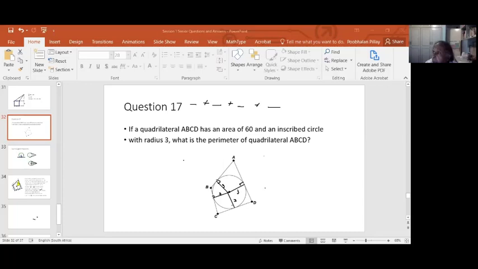So all we have to do is join a diagonal, and then that should give you 2 right angle triangles. I'm going to join this diagonal like that. And now you'll see that this quadrilateral is divided up into 2 triangles, and both of them are right angle triangles. So we should be able to calculate the area of that triangle.